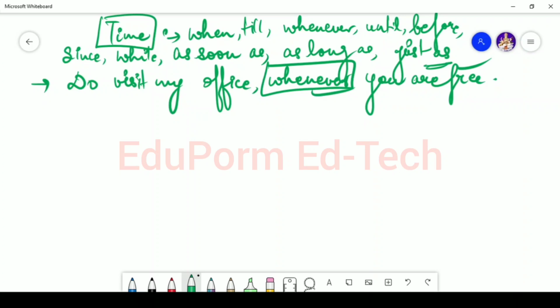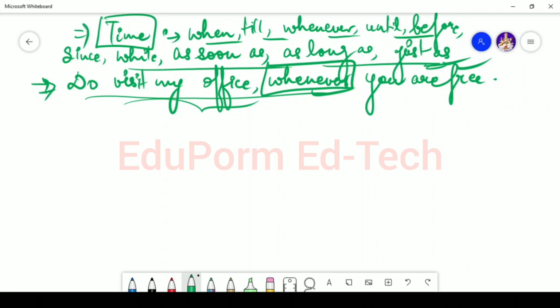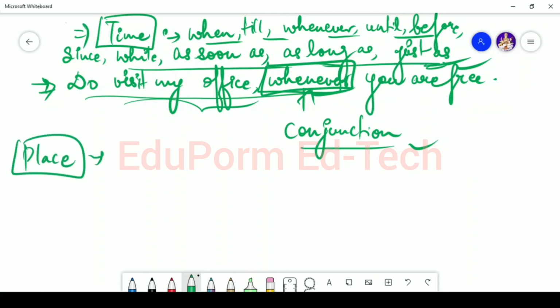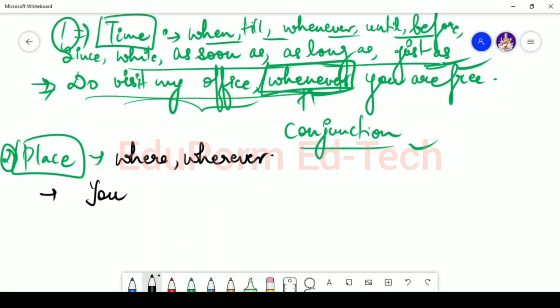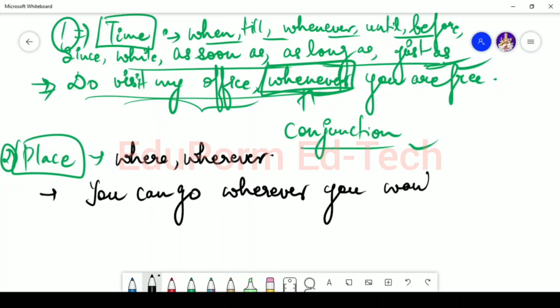Again, in this case, I am using the conjunctions in the form of time, and these are those conjunctions which can be used in the form of time. Like, do visit my office whenever you are free. Again, the use of whenever is a conjunction. Now, in another case, let's talk about place. This was the first type. The second one is place. In case of place we can use words like where or wherever. Let's say, for example, you can go wherever you want.